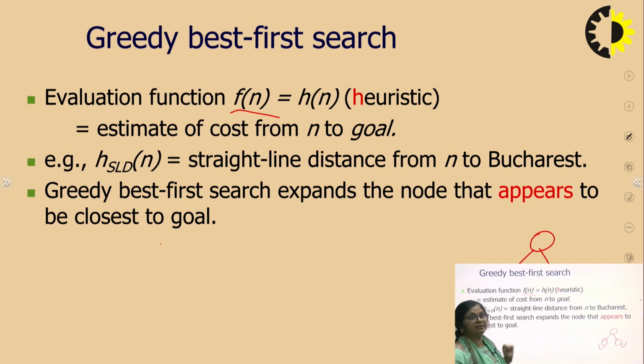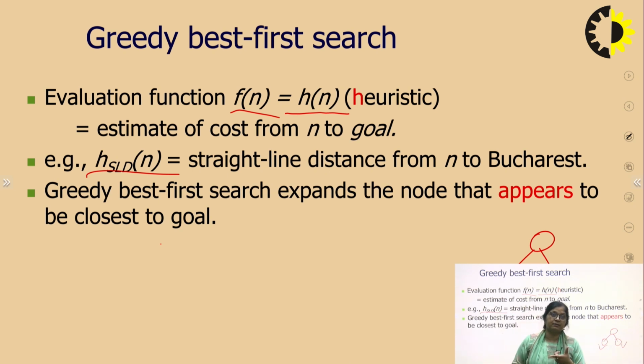So when we have greedy best first search, we will have the evaluation function the same as h(n), the heuristic. What is h(n)? h(n) is the estimate of cost from node n to the goal. A possible estimate, for example, is straight line distance, SLD. What is straight line distance? When we connect the two points, source and destination, in a straight line, that is our straight line distance.